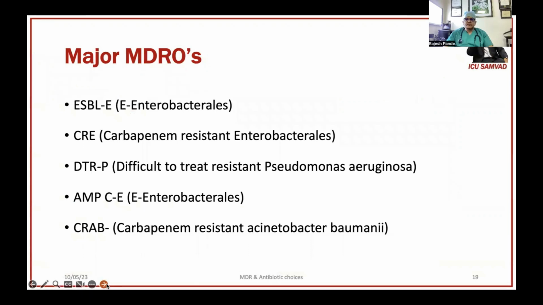Now, what are the major MDROs that we have in India? ESBL-E or Enterobacterales, CRE, carbapenem resistant Enterobacterales, DTR-PA, that is difficult to treat resistant Pseudomonas aeruginosa, AmpC producing Enterobacterales, and carbapenem resistant Acinetobacter baumannii. These are the major bugbears. So these are the major MDROs, as you can see. So we have a lot of problem with CRAB, AmpC, and difficult to treat Pseudomonas, as well as CRE. So let's see what is the recommended strategy by IDSA.